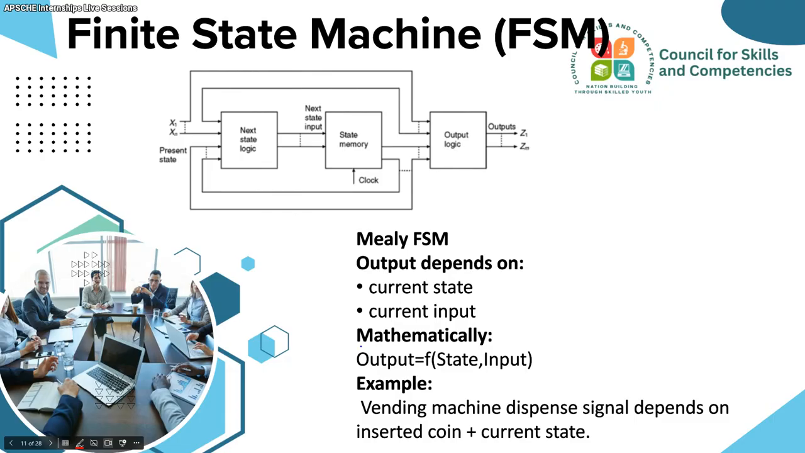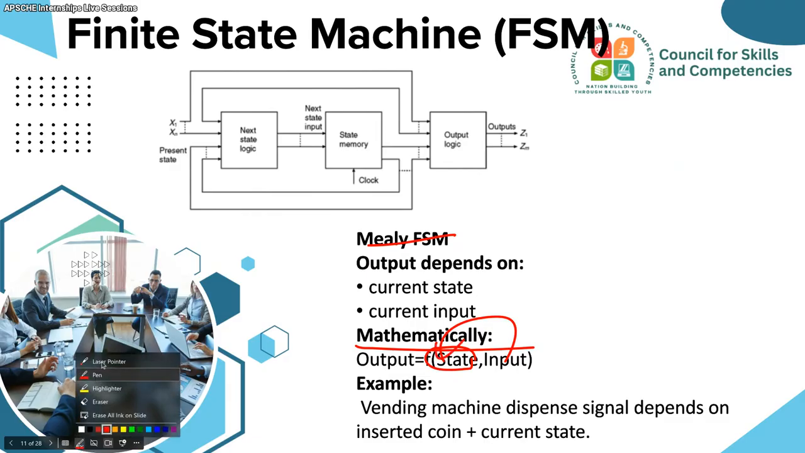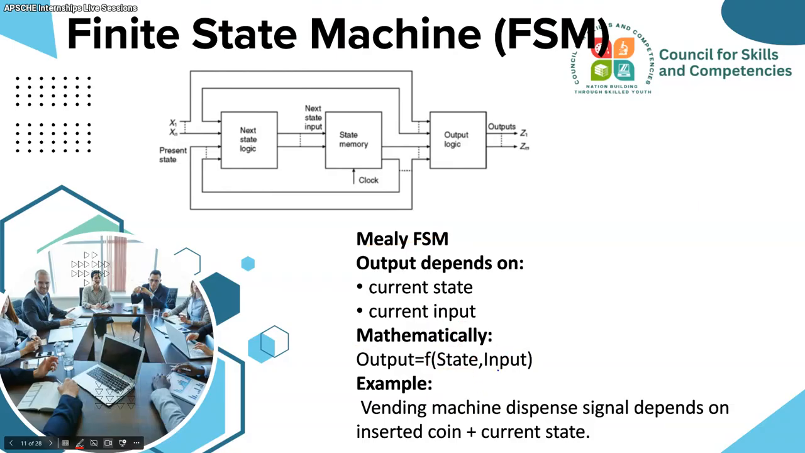Okay, so the mathematical concept: previously it was only with the state, that is the Moore machine. In the Mealy machine, the input joins together with it. So the output is going to depend upon both the state and the input.